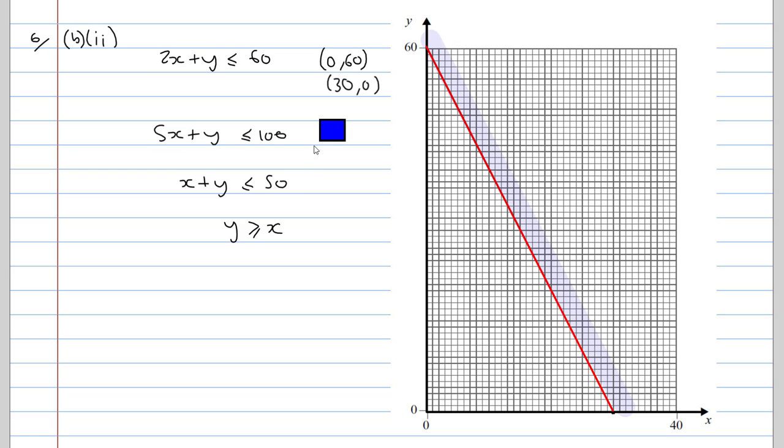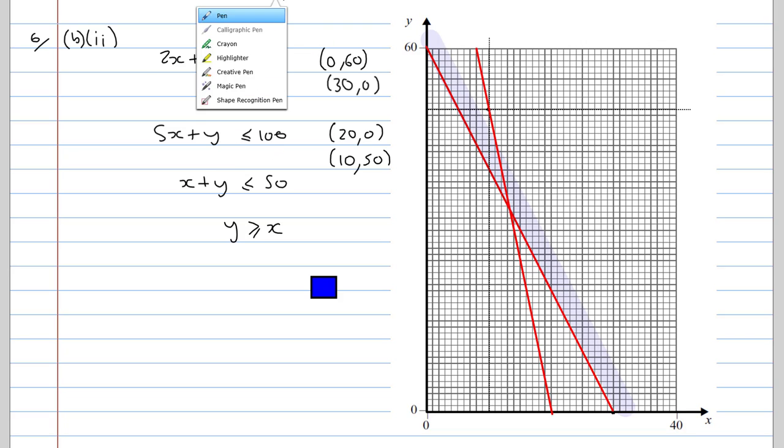Next, I've got 5x plus y is less than or equal to 100. When y is 0, we get 5x equals 100, which means x equals 20. So we get 20, 0. If we try the same method when x equals 0, we get y equals 100, which isn't on our graph. So we have to be a bit more creative for this one. Instead of thinking about what happens when x equals 0, we can think of what happens when x is a different number, any number we choose. Well, if 0 is going to go too far off the graph, we need to try something further along. For example, let's think about what happens when x equals 10. Well, 5 times 10 is 50, and 50 plus 50 equals 100, so y would have to be 50. And 10, 50 does fit on our graph. As we want the region where 5x plus y is less than 100, we shade the region above the line.